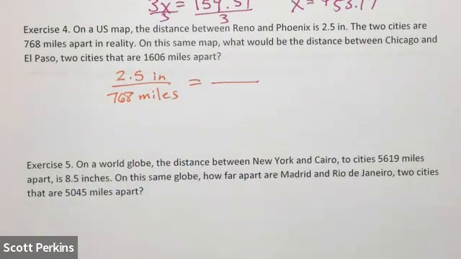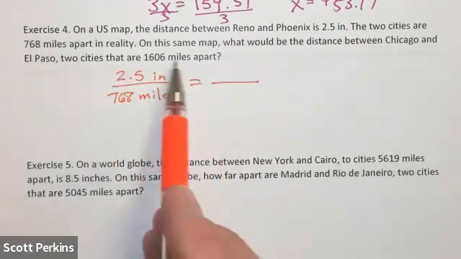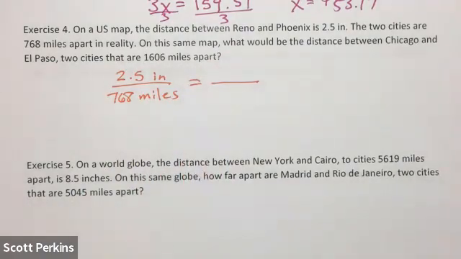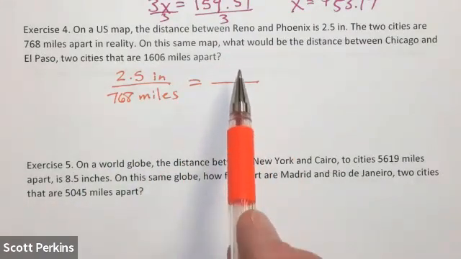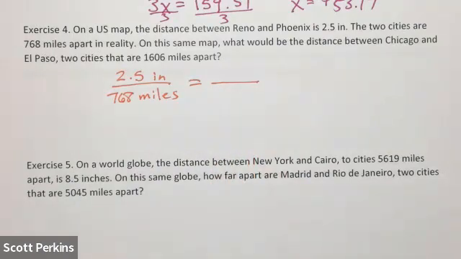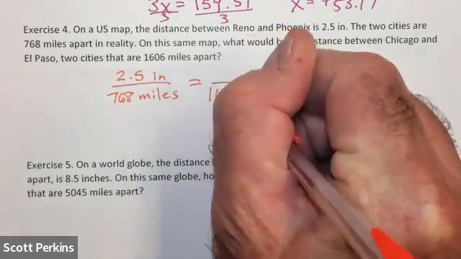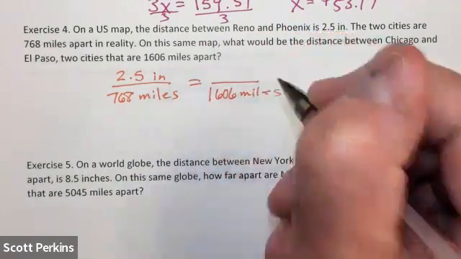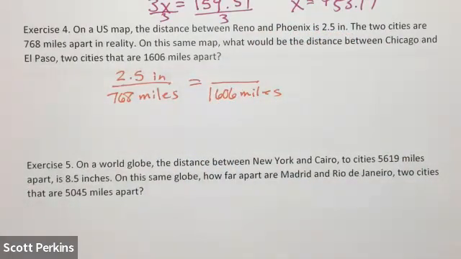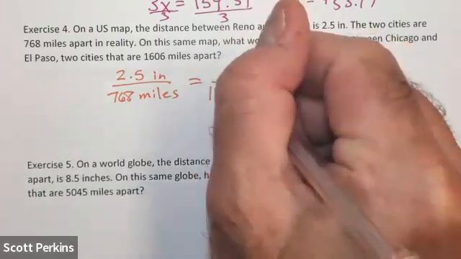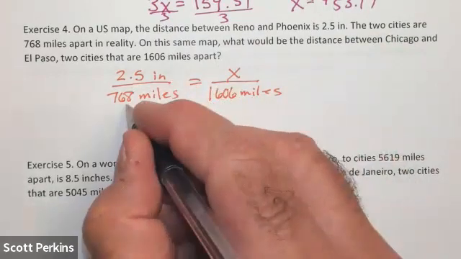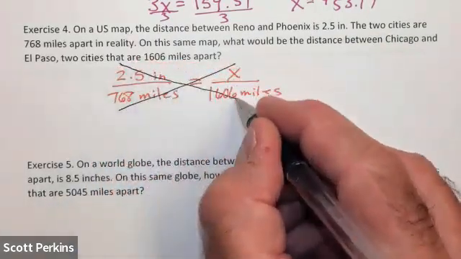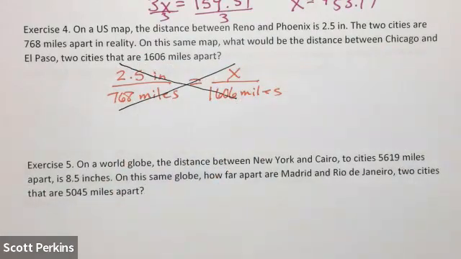But whatever you did, I now know that these other two cities are 1,606 miles apart. Where's that going to go on my ratio right here? On the bottom, yeah. And so if you had put the miles on the top, then you put the 1,606 on the top. Just be consistent. And then I want to figure out what the map distance is. So that's the X. I don't know what that is. So the shortcut to solve this is I'm going to multiply along the diagonals right here. So there's my X.